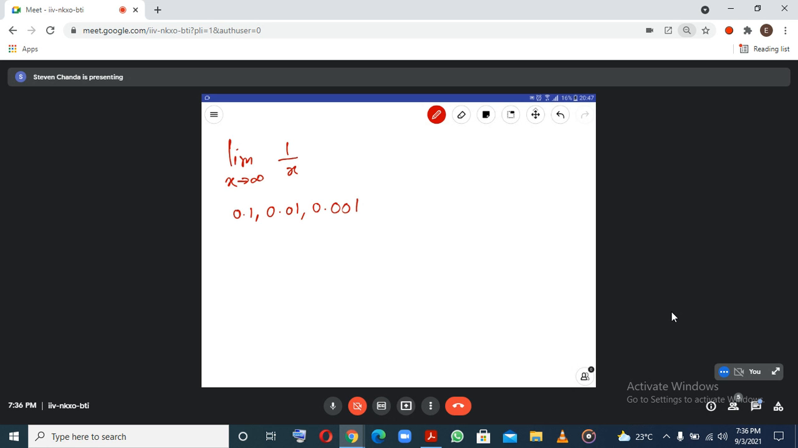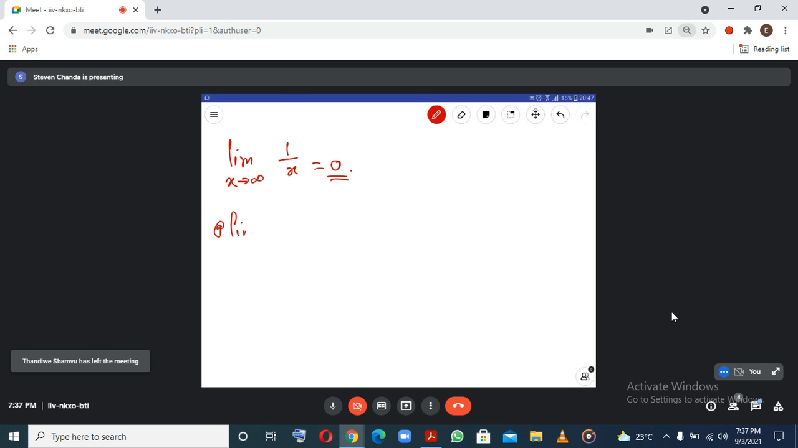So what's the point here? You see that this function is going closer and closer to 0. So that's the limit. Of course that's just the basic thing, just for you to be able to think in those directions. Now how do we apply it in actual questions?